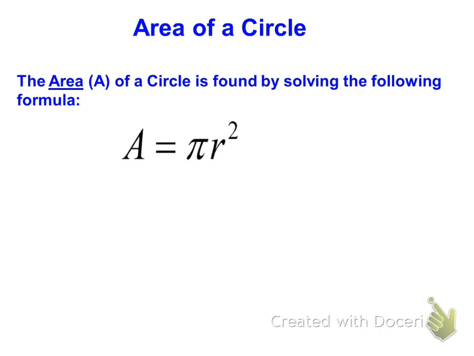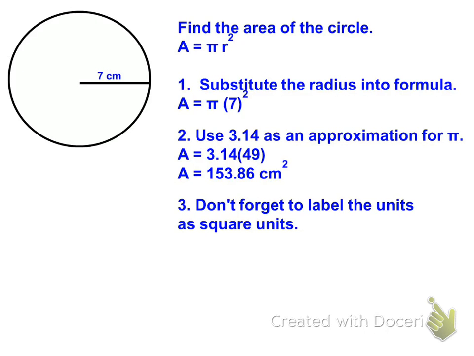Let's go ahead and do an example together. I have the following circle that has the radius of 7 centimeters. My formula is area equals pi r squared. My first step is I'm going to substitute the radius into the formula. Where I see r, I'm going to put 7. And I already know that 3.14 is my pi. My first step is I have to follow PEMDAS. I'm going to square my radius. So remember, radius squared, so 7 times 7. That's where we get the 49 down here in our example.